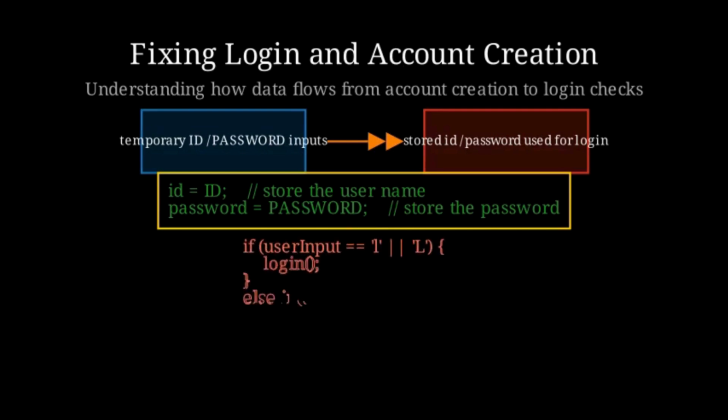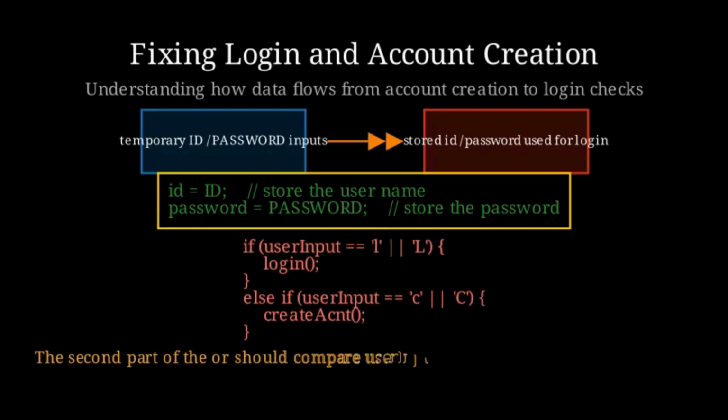The next bug is in your menu logic. You wrote conditions like userInput equals lowercase l or uppercase L using the statement if userInput equals L or L. But in C++, the expression if userInput equals L or L always evaluates to true because the character L by itself is a non-zero value. So the login path runs no matter what option you pick, even before you create an account.